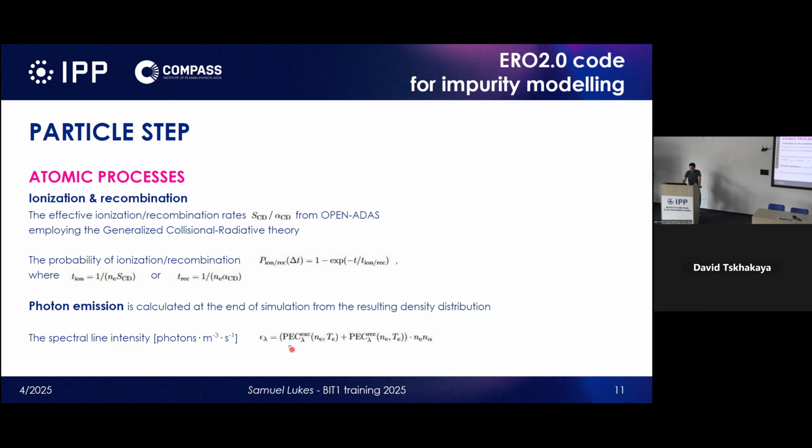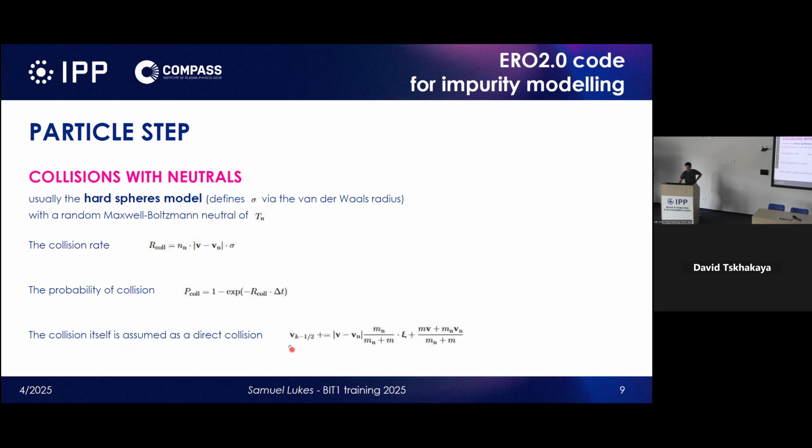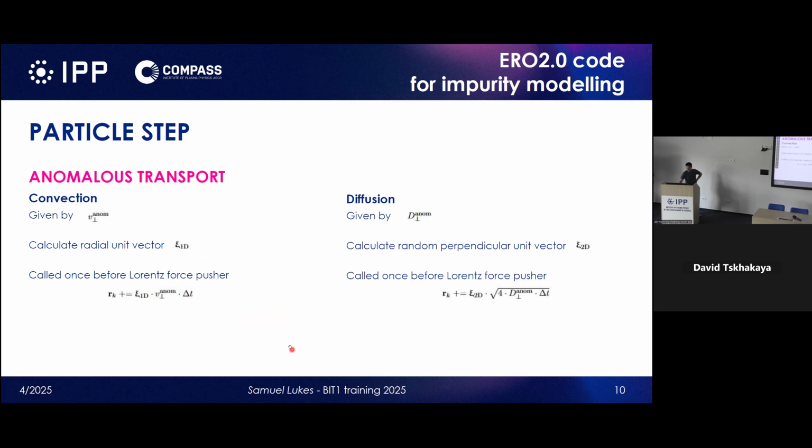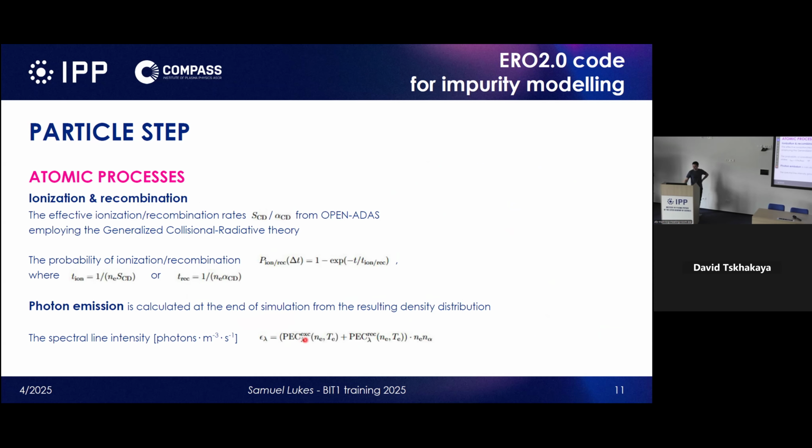The emission, because we assume the, how is it called? Sorry, I need to remind myself. The test particle approximation. Then the emission you can calculate only at the end. That's very easy because you basically do just one calculation at the end from the density distribution via the photon emission coefficients, again usually from ADAS.